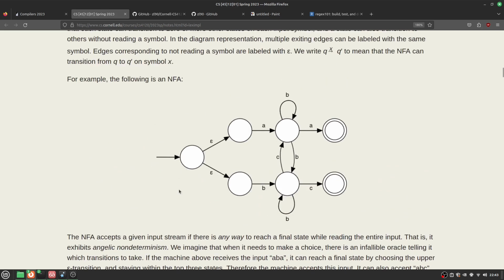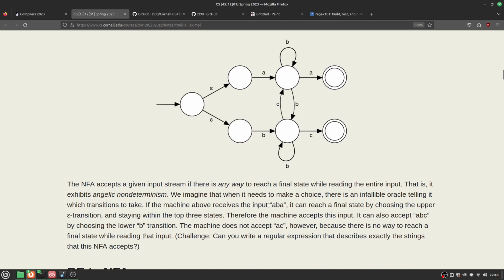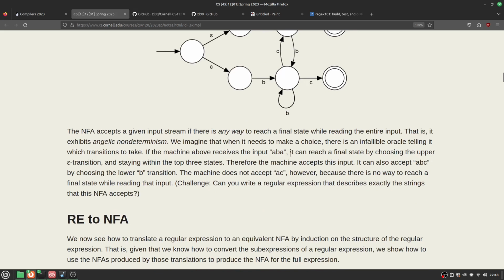Yep, so if we read the characters ABA, well, the prefix of this is always the empty string. So we can start up here. Essentially, we come in here, we read the empty string, and we start up here. We read A, we read B, we can choose to loop here, and then we read A again, we're at a final state. So that works. It can reach a final state by choosing the upper epsilon transition, staying within the top 3 states. Therefore, the machine accepts this input.